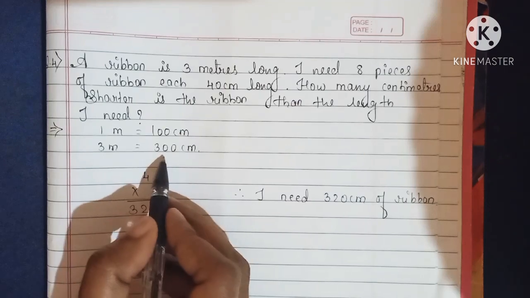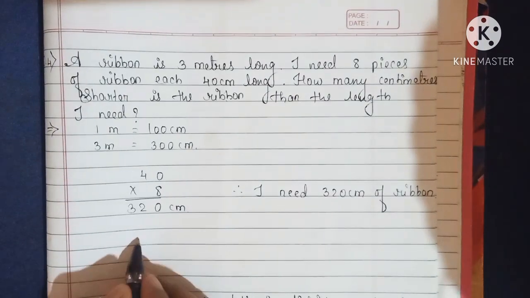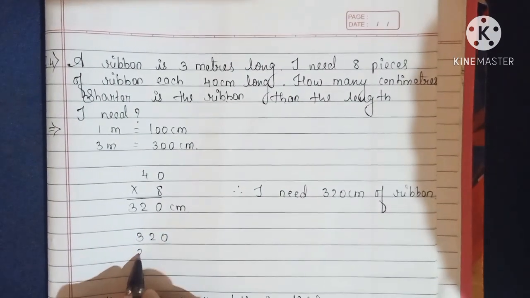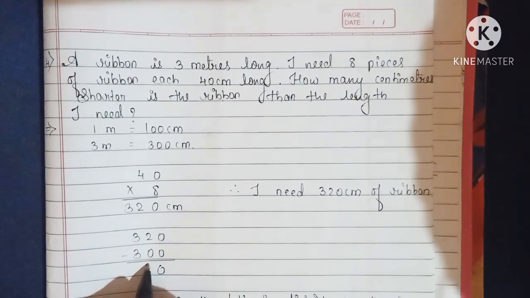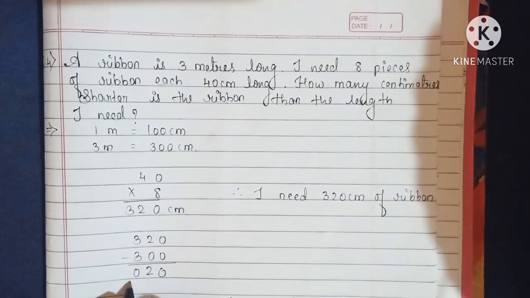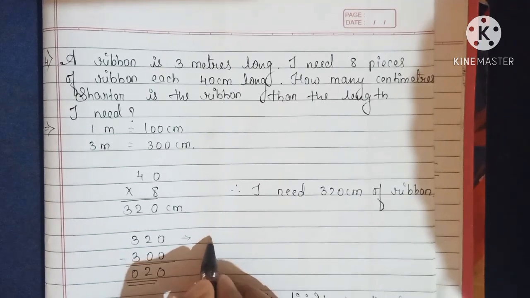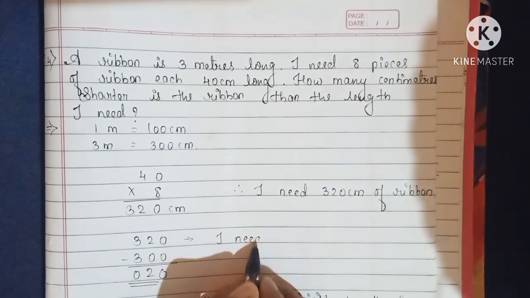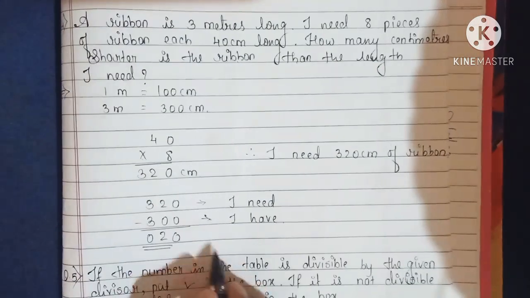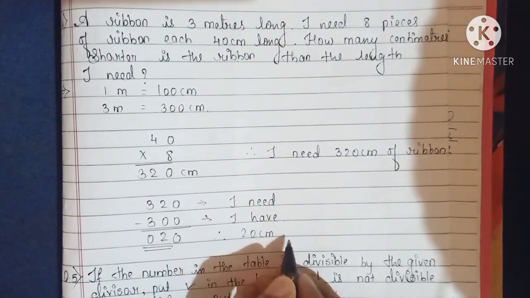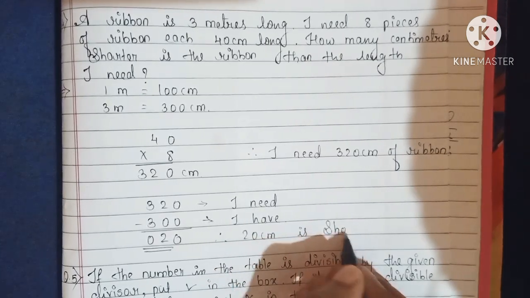But I have only 300 centimeter of ribbon. That means how much will be shorter, that we will find out by subtraction. So we have to subtract 300 from 320. So what I will get, 0 minus 0, 0, 2 minus 0 will be 2, and 3 minus 3 will be 0. That means 20 centimeter is shorter. This 320 is what I need, and this 300 centimeter is what I have. So therefore 20 centimeter is shorter.